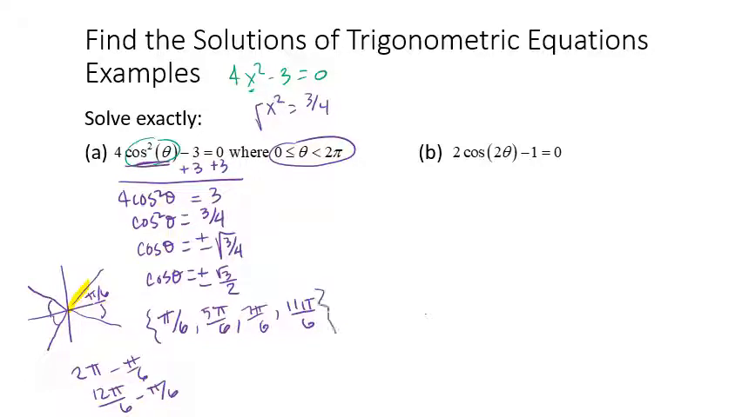And luckily we can stop right there because they restricted the domain. If they didn't, you would take all of these values and you'd have the plus 2 pi k. All right, solve this next one.